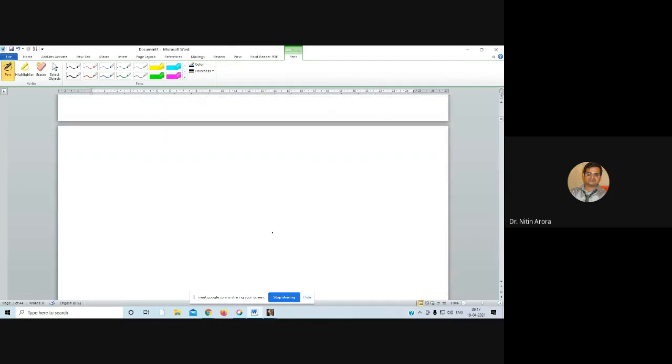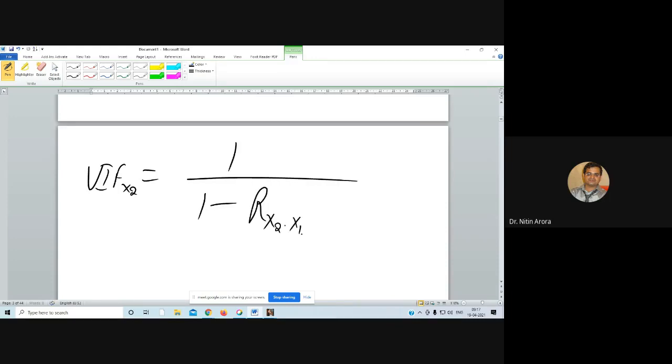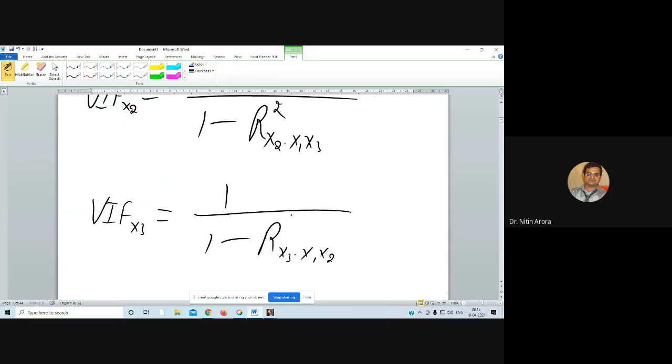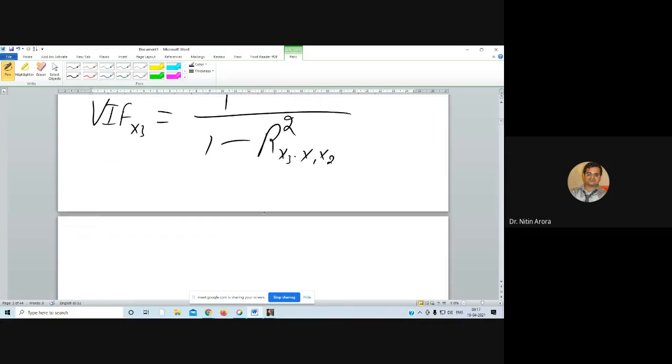Similarly, variance inflation factor for x2 can be computed. VIF for x2 can be computed as 1 upon 1 minus r x2 dot x1 x3 square. You can see this formula in any book of statistics. What would be the formula for x3? VIF of x3 would be 1 upon 1 minus r x3 dot x1 x2 square. So this is the variance inflation factor for x3.